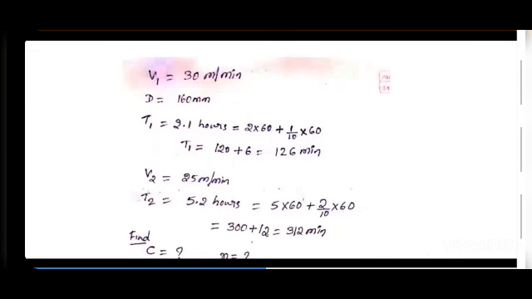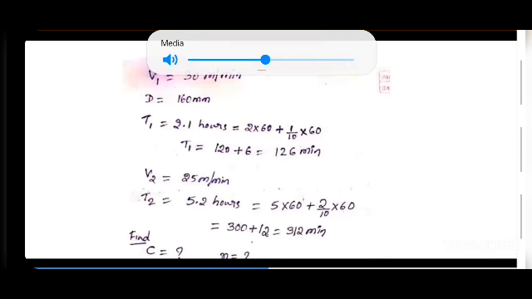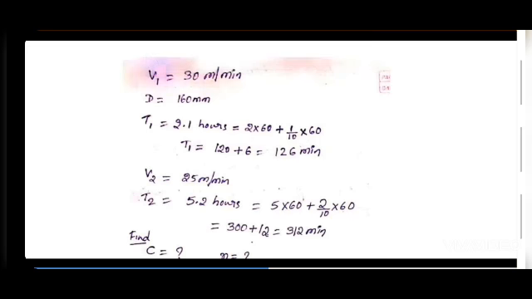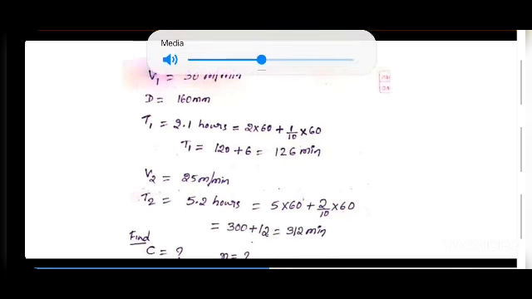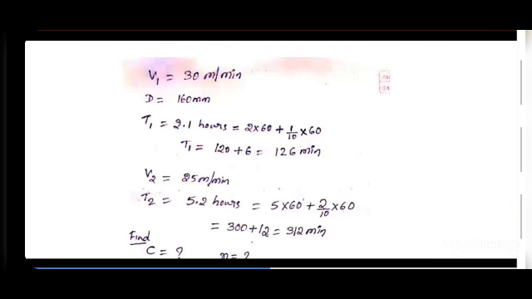Cutting speed is given as 30 meter per minute. Diameter of the workpiece material is given as 160 mm; we are not going to use that data. The tool life is given as 2.1 hours. You have to convert it into minutes. How to convert 2.1 hours into minutes? You multiply 2 into 60. For 1 hour there are 60 minutes, so 2 into 60 plus 0.1, which you can write as 1 divided by 10 into 60, that reduces to 6. So the tool life will be 120 plus 6.